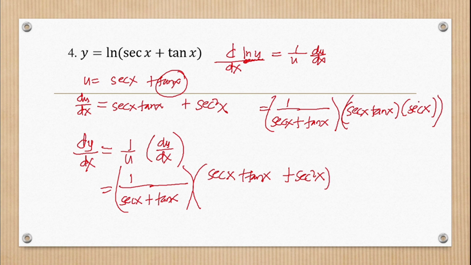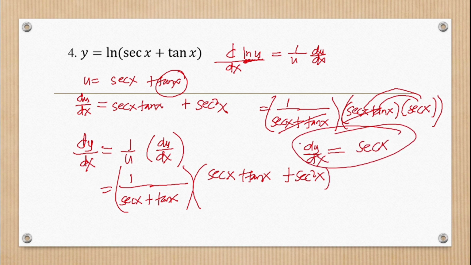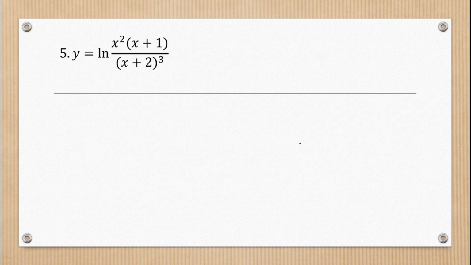Because if we're going to multiply it back, the result is sec squared plus tan x. So this time, we could cancel this part. So the remaining is dy over dx is equal to sec x. All right. That is number 4. And we have here number 5.